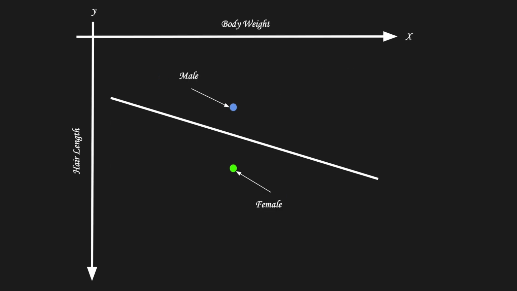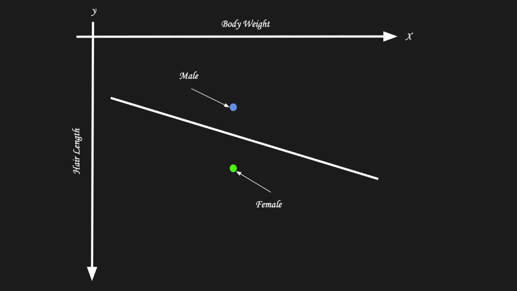For a second, let's go back to the previous example, where we had the male and the female, and both of these had the same body weight. And you had the male on top because the male had lesser hair size, and female at the bottom because the female had more hair size. And this is what you would generally expect. However, it is not necessarily true.